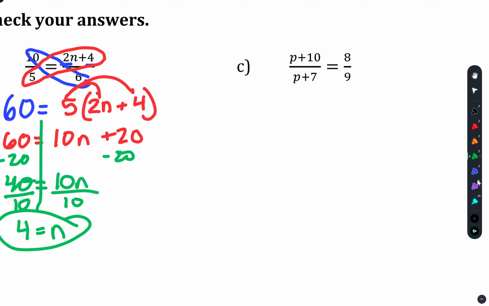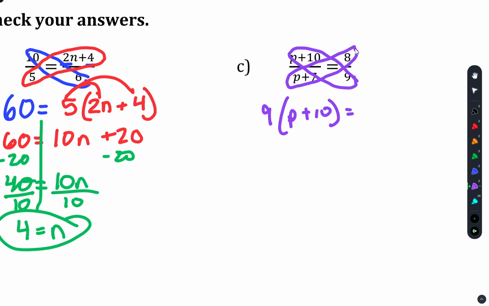Something in letter C would be very similar. Again, I am multiplying the 9 to both the p and the 10. So I'm going to write it out in parentheses to remind myself to distribute. And I'm multiplying the 8 to the p and the 7. So again, writing it in parentheses to remind myself to distribute.